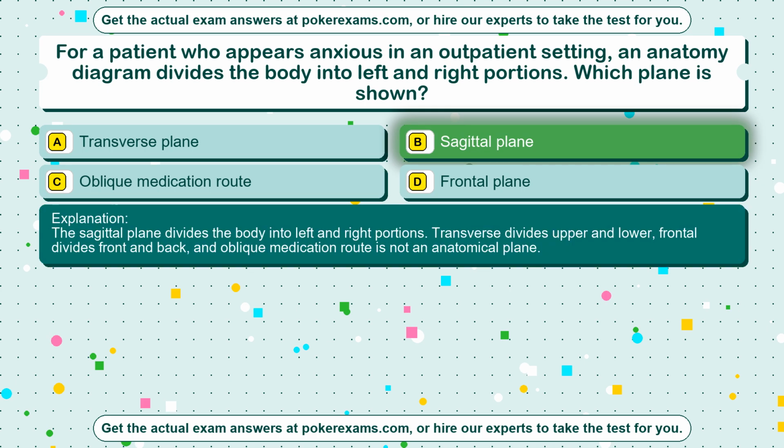The sagittal plane divides the body into left and right portions. Transverse divides upper and lower, frontal divides front and back, and oblique medication route is not an anatomical plane.